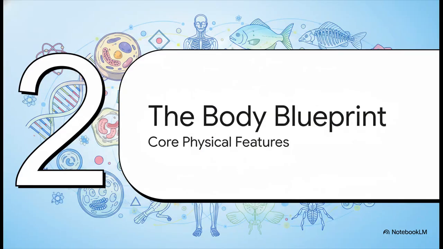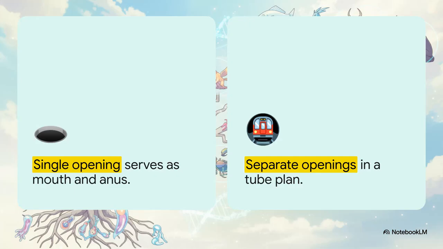Moving right along to section 2, the body blueprint. Okay, so aside from cellular organization, scientists look at core physical features, basically an animal's internal plumbing, to categorize them. First up is digestion. Really primitive animals use what's called a blind sac body plan. This is an incomplete digestive system, where one single opening literally serves as both the mouth to take in food and the anus to expel waste. I mean, talk about multitasking, right? On the flip side, more advanced animals have a complete digestive system. It's essentially a tube-in-tube plan with two completely separate openings. And this major upgrade kicks in starting with the roundworms, or Aschelminthes.